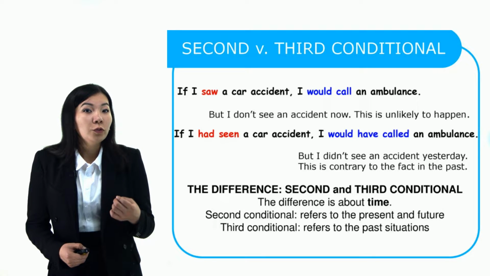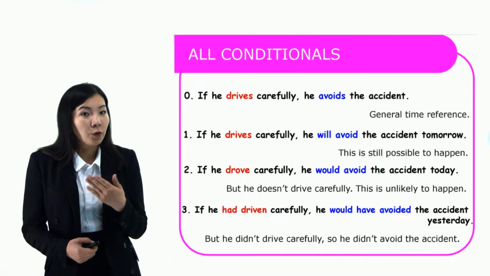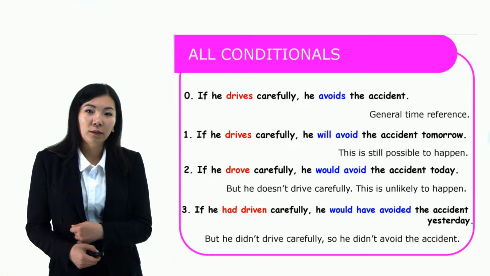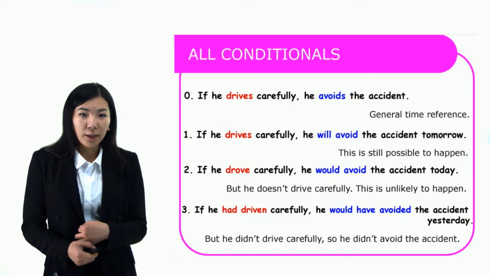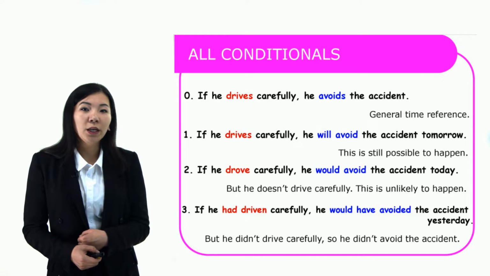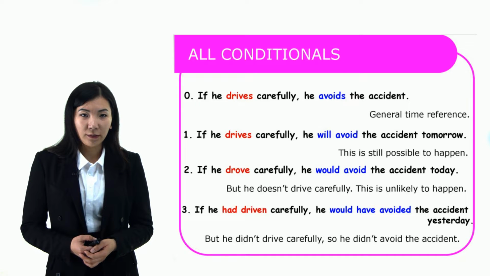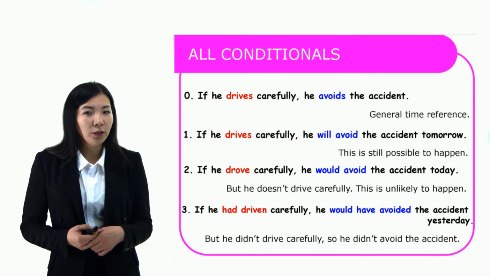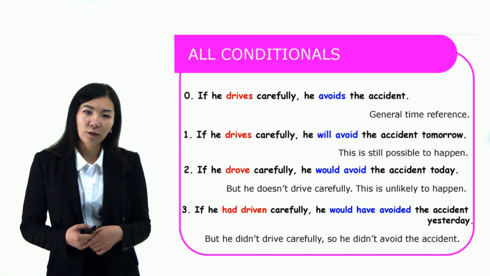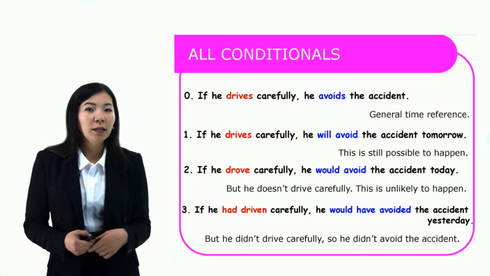So now I want you to revise. Let's revise all of them once more before moving to mixed conditionals. All right? So, zero conditional. If he drives carefully, he avoids the accident. This is a general time reference. First one. If he drives carefully, he will avoid the accident tomorrow. This is still possible to happen.